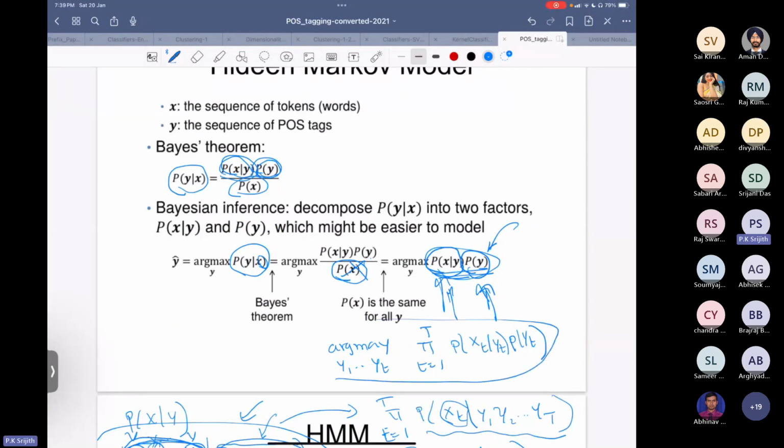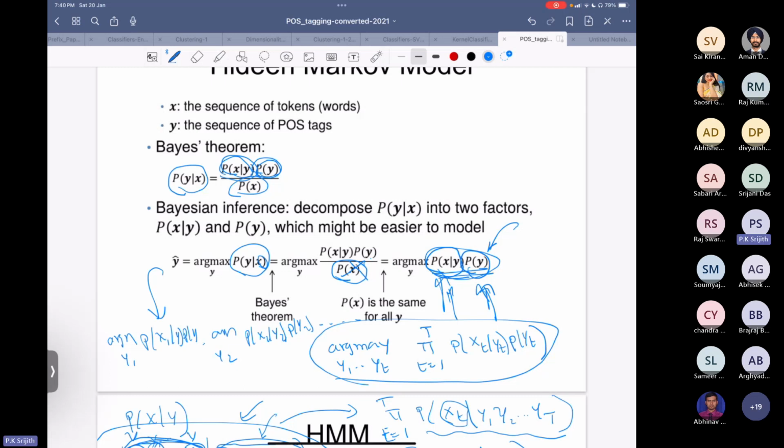So argmax over all these, you can simply write it as argmax over each of these components, like argmax over y1 of p of x1 given y1 into p of y1, argmax over y2 of p of x2 given y2 into p of y2. Like that you can write. Where each of these can be seen as doing a point-wise prediction using a naive-Bayes classifier.